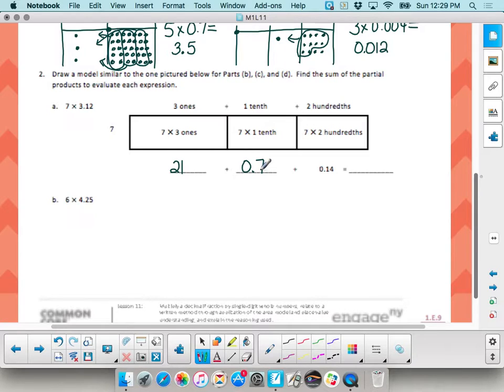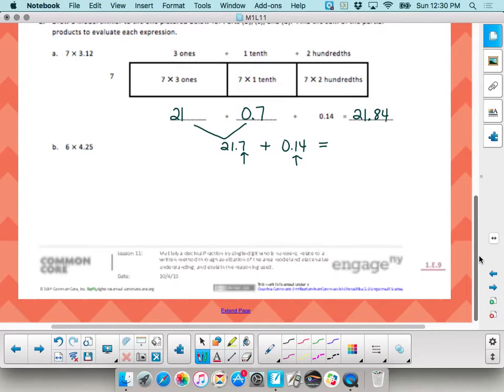Now, if you remember correctly, I like to add the first 2 products together first. So that would be 21 and 7/10 plus 1400ths. So the answer looks to me like I have to add in the tenths place. So I will have 21 and 84 hundredths.